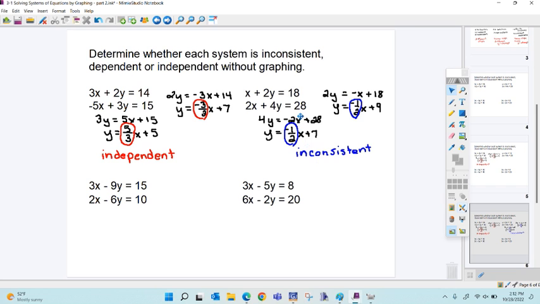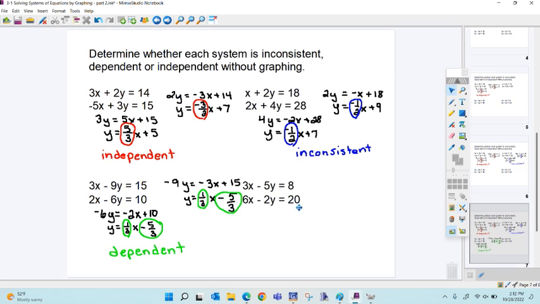Is 3x minus 9y dependent? Is this one dependent? Let's see. Yes, good. Because it comes out to be the same exact equation. So that's dependent. It would be coincident. This one is actually just the same as this one.